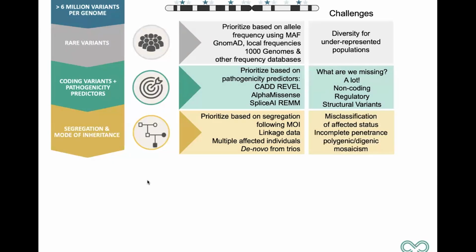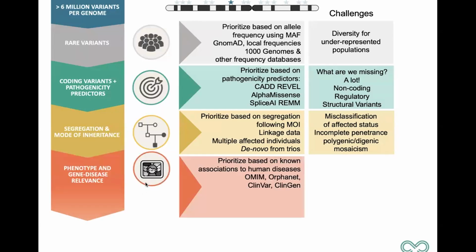However, this approach introduces its own challenges. For example, the misclassification of affected status, incomplete penetrance, polygenic or digenic inheritance, or mosaicism can all complicate the interpretation and lead to missed or incorrect diagnosis. In particular, not all phenotype-based variant prioritization tools currently support the option to account for incomplete penetrance, which inevitably increases the number of candidate variants per case.